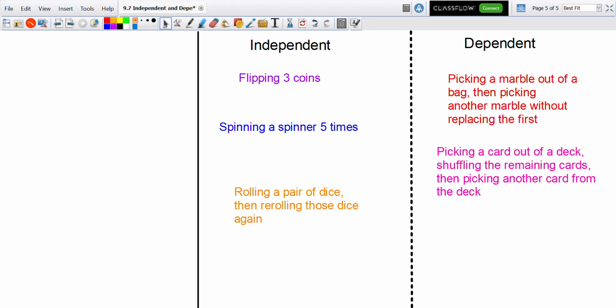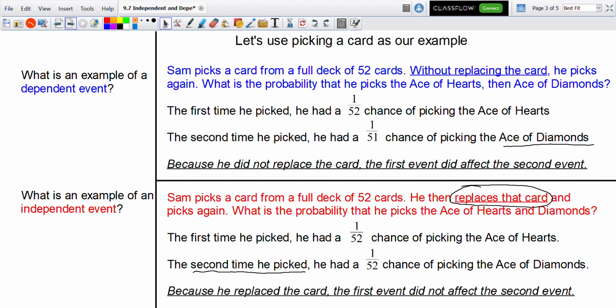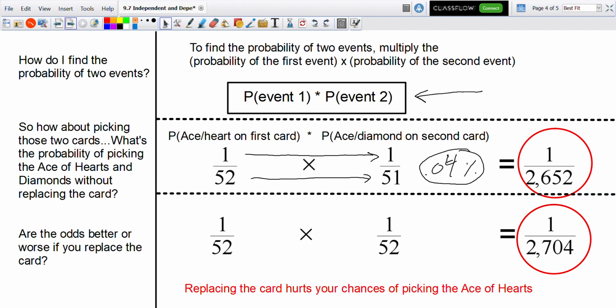So again, the big key thing here is, are these dependent or independent events? Dependent being when the second event does depend on the first event. Independent events are when the second event does not depend on the first. And the other thing we focused on here was that when we're finding the probability of 2 events, we need to multiply the probability of the first event times the probability of the second event.